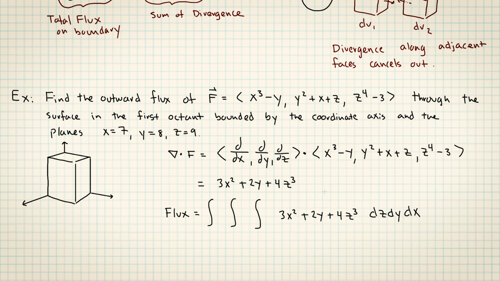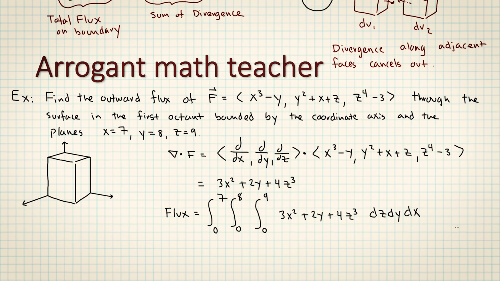Okay, so the divergence theorem tells me to put the divergence on the inside of the integral, and then here at the end I have dV. I've chosen to do dz dy dx. So z is going to go from 0 to 9, y is going to go from 0 to 8, and x is going to go from 0 to 7. So that's it. I mean, what a fantastic theorem. This could not be any easier.